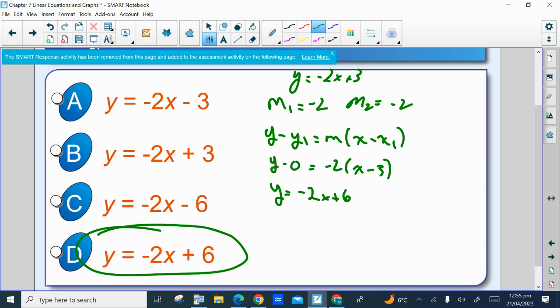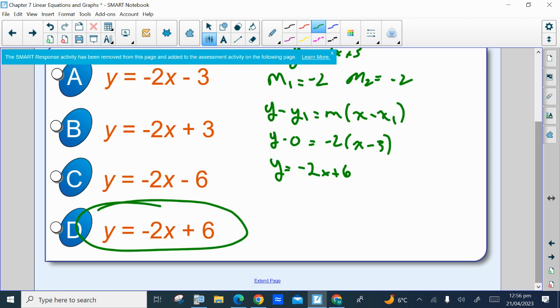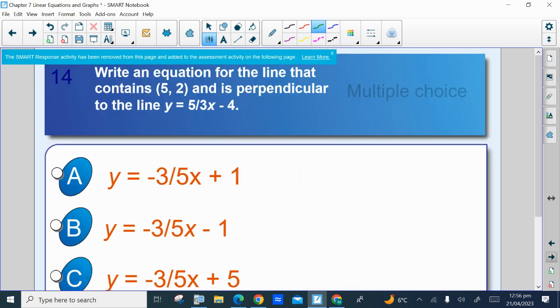Right? It's got to satisfy the point (3, 0). Negative 2 times 3 is negative 6. Take away 6 is negative 12, not 0. Negative 2 times 3 is negative 6, and negative 6 plus 6 does give you 0. The point (3, 0) does satisfy that equation. So you could have done it that way as well.